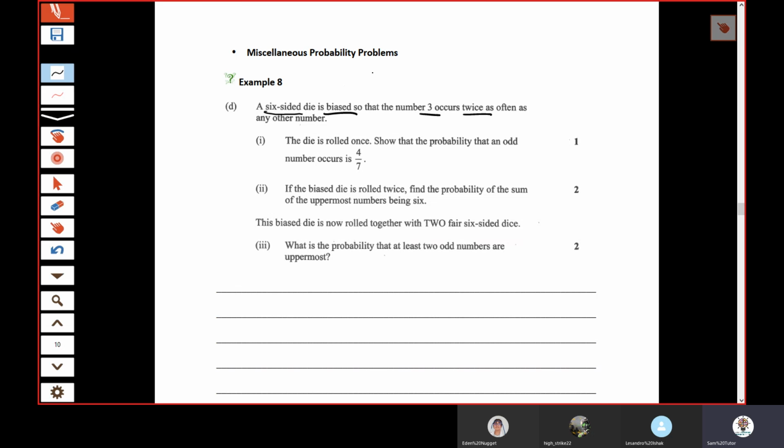So again, think of it like this. You've got 1, 2, 3, 4, 5, 6. The number 3 occurs twice as often as any of the other numbers. So this is 2 times more likely to occur than it is these ones here. So it's not even. It's not 1 out of 6, 1 out of 6, 1 out of 6, 1 out of 6. Does anyone feel like they know what it is out of?